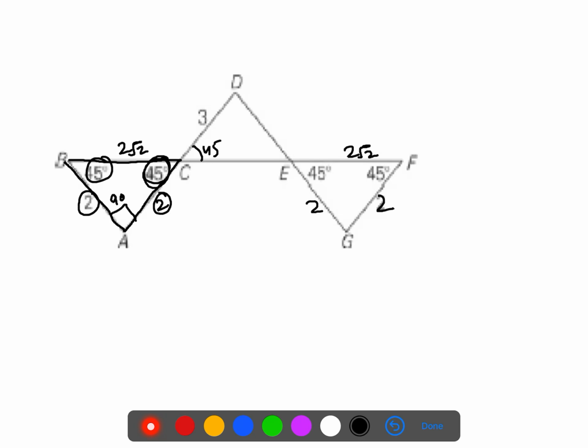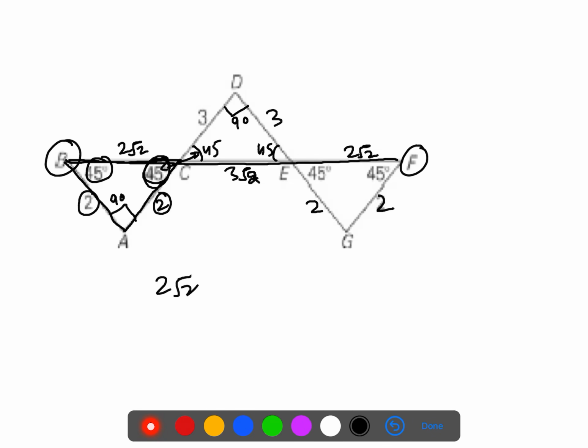Okay, go back to the video. In the beginning we say the opposite angles are equal. Same goes here. So this also becomes right angle triangle, 3, 3, 3 root 2. So what we need to calculate is value of this BF, this whole thing. It will be 2 root 2 plus 3 root 2, 7 root 2.